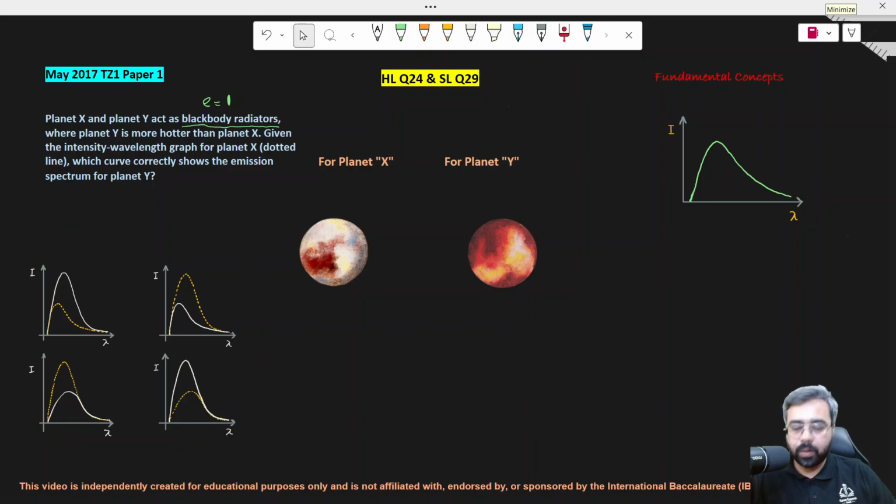According to the question, planet X is less hot and Y is more hot, meaning the Y temperature is more. So Ty is more than Tx. Well, first of all, I will explain what the intensity and wavelength graph tells us.